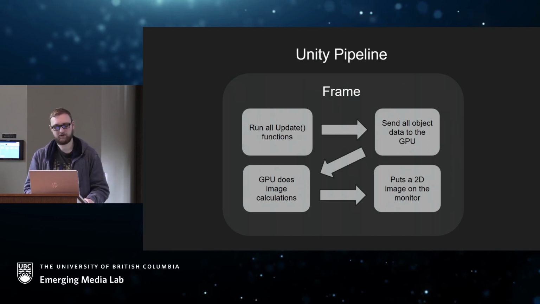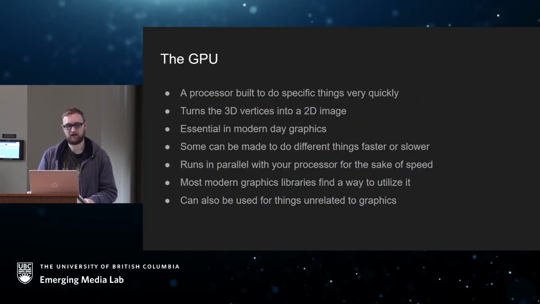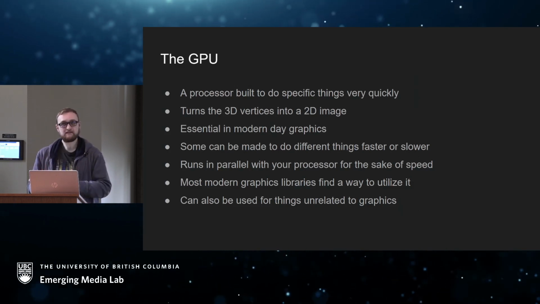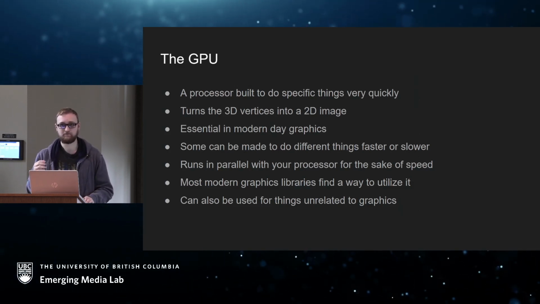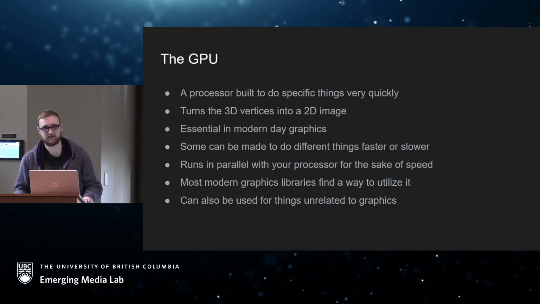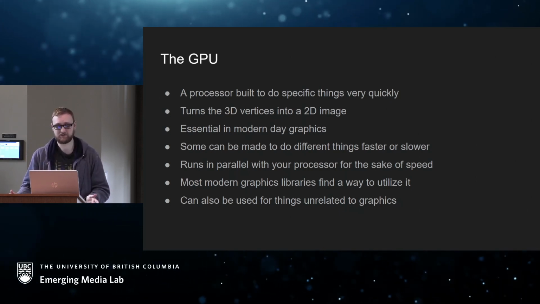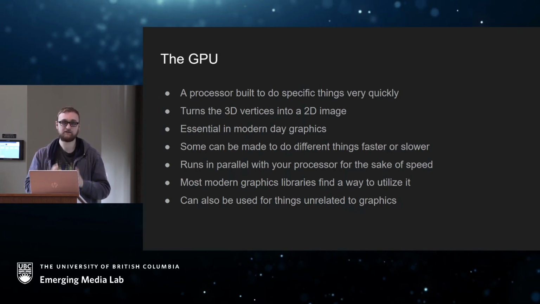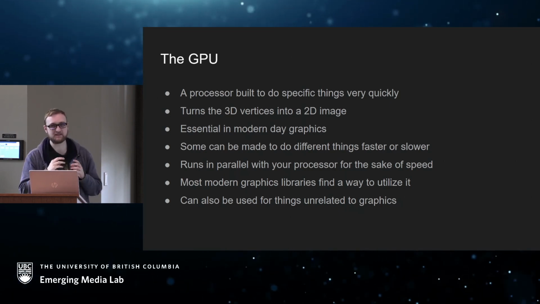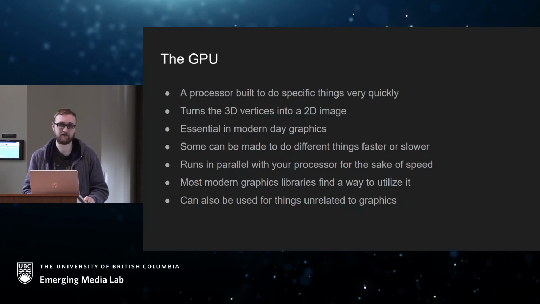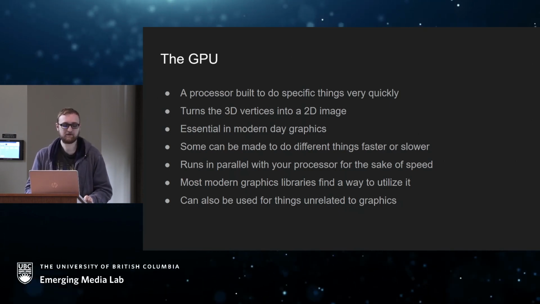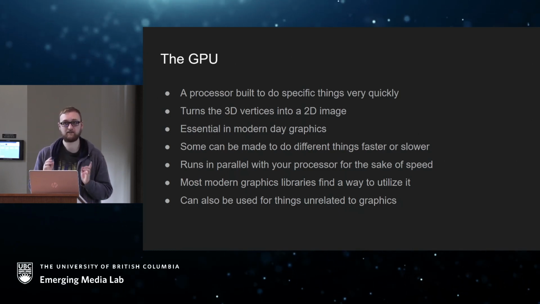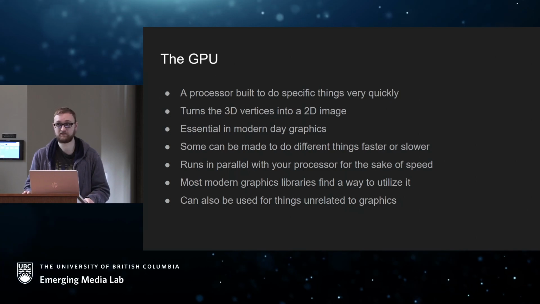So let's talk a bit more about the GPU and why exactly we need it. It really is a separate processor from the processor that we normally use on the computer to do a lot of logic calculations, right? It's a whole different chip that's built specifically to do some things very quickly, right? And what exactly those things are is typically a lot of graphics stuff, like turning 3D vertices into a 2D image, and a lot of the different vertex calculations that it needs to do.